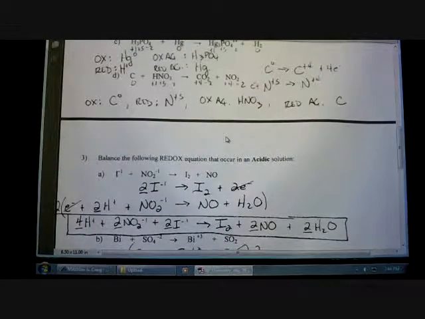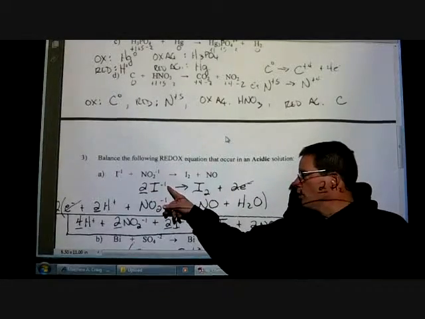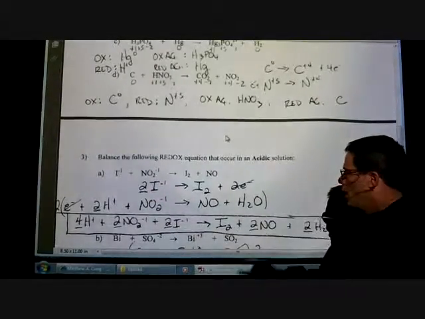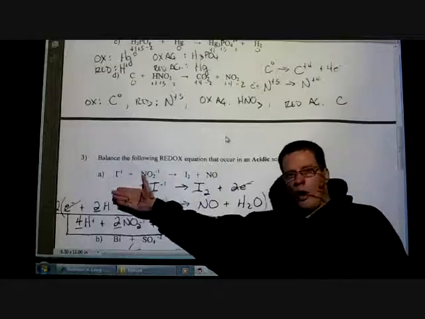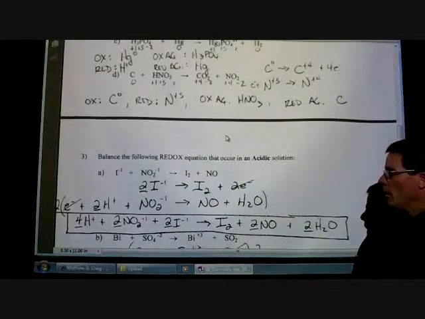Hopefully there's not really any major issues. I'll just let you check these over. Don't forget the coefficients. Still double or whatever the coefficient is. That's a multiplier for your total charges. And always make sure that the charges are the same on both sides. They don't have to be 0. They need to be the same.